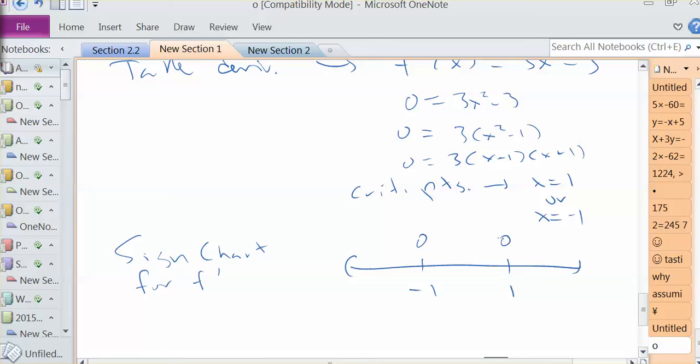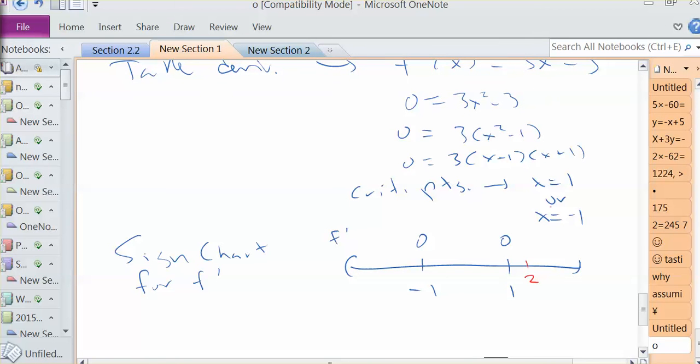Remember, we did sign charts to solve quadratic inequalities or rational inequalities. You probably remember doing that in pre-cal, where you have an equation greater than or less than 0, and you want to see what makes the equation positive or negative for different values of x. So likewise, we want to see what makes the derivative positive or negative. We do know the derivative is 0 at negative 1 and 1.